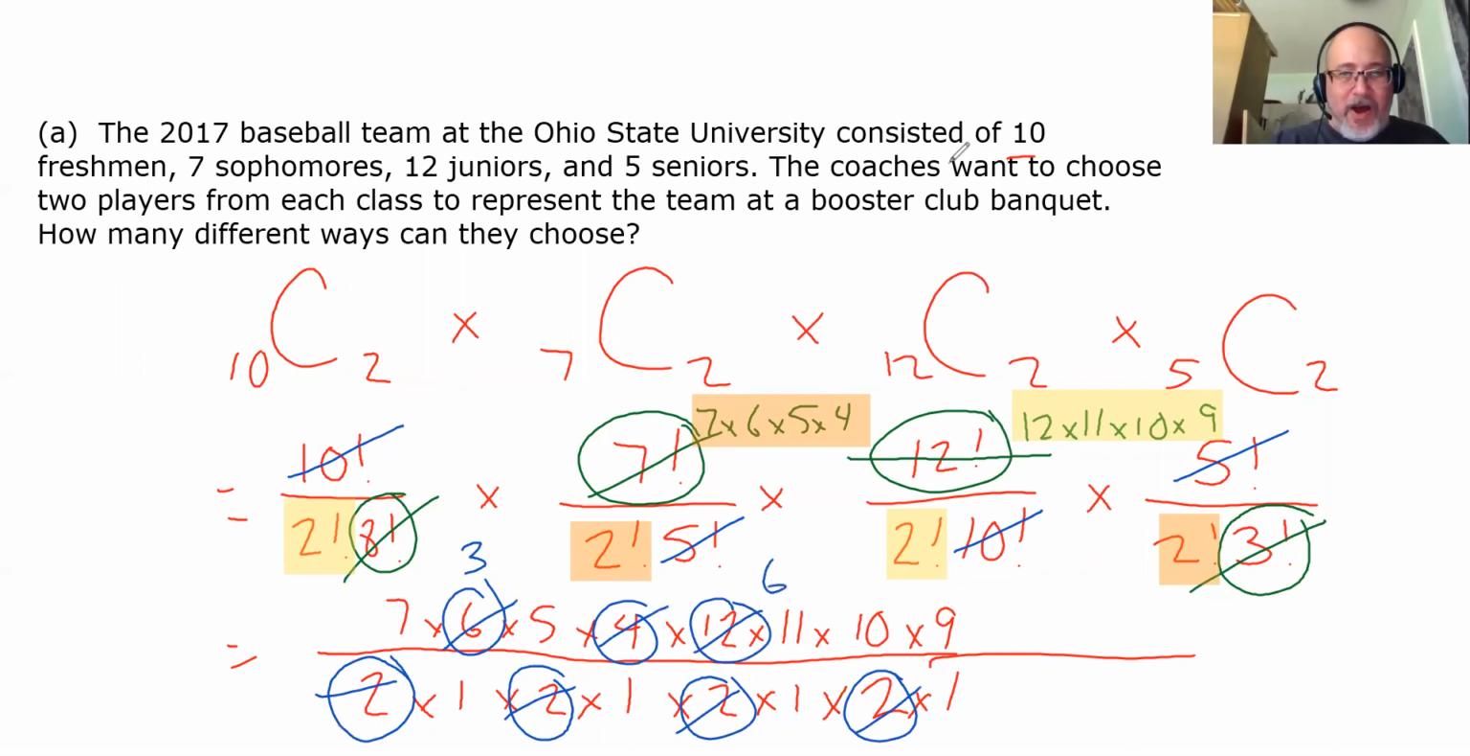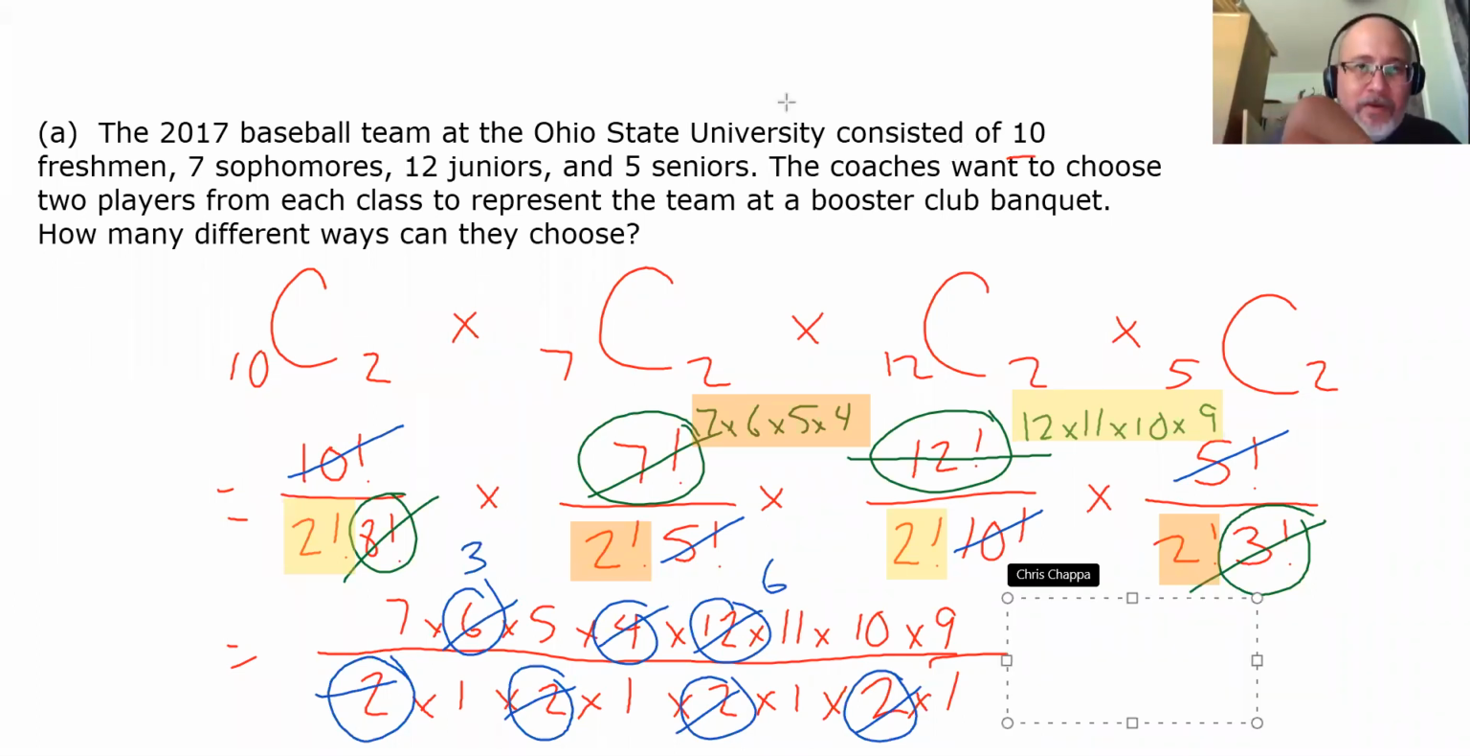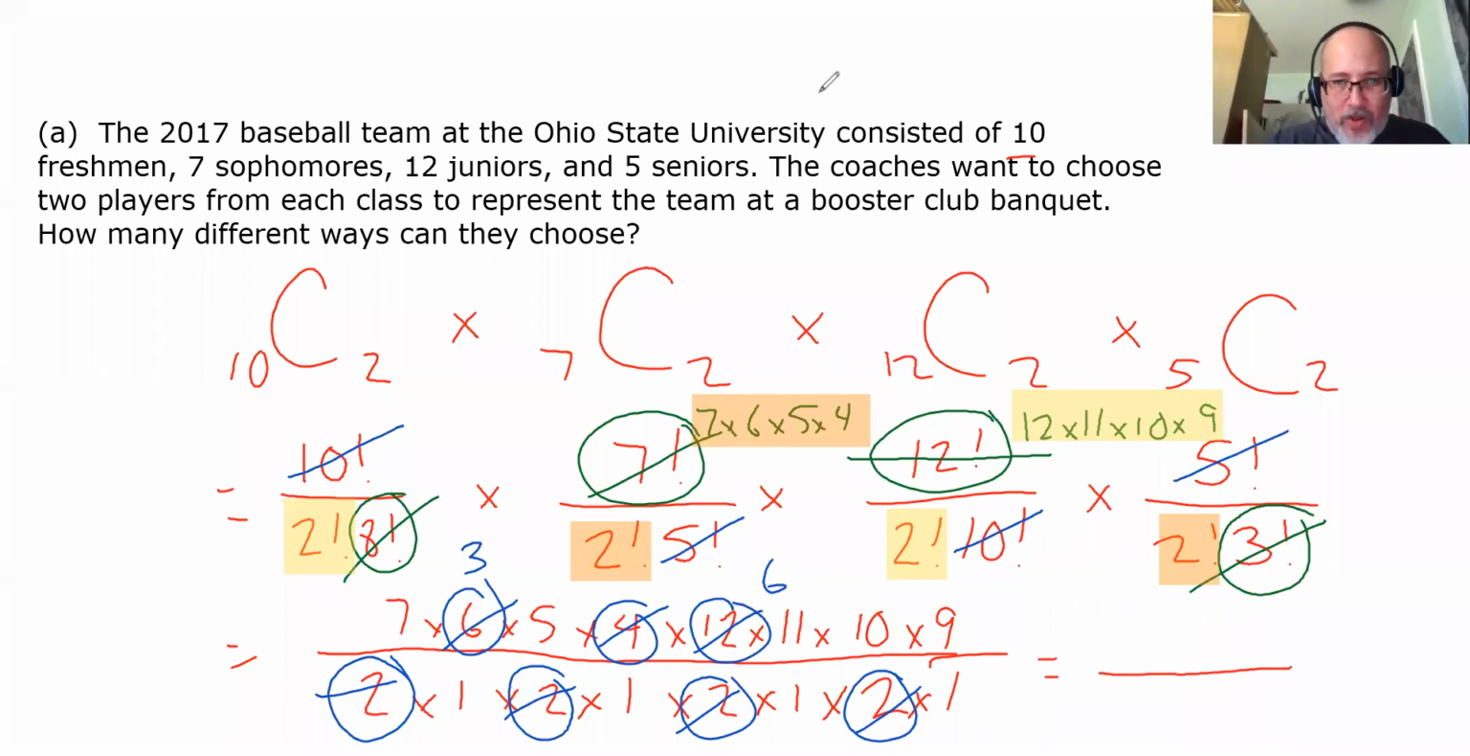This 2 can go into this 6 3 times, and this 2 can go into that 12 6 times. The only numbers left on the bottom are now 1s, so we're good there. And now we can just see what's left over. Let's get rid of all that right there. All right. So we don't need the fraction bar anymore. The only thing left on the bottom are 1s, and we do have quite a few things scattered around on the top, so let's track them down. This 7, this 3, that 5, that 6, that 11, that 10, and that 9.